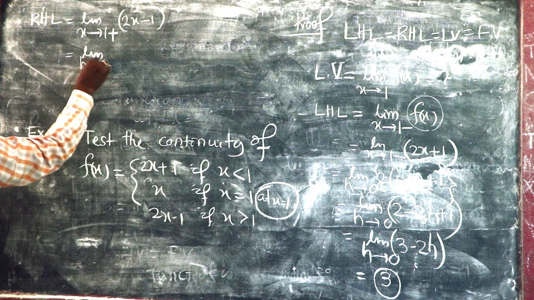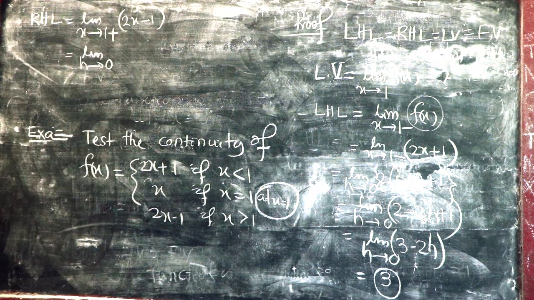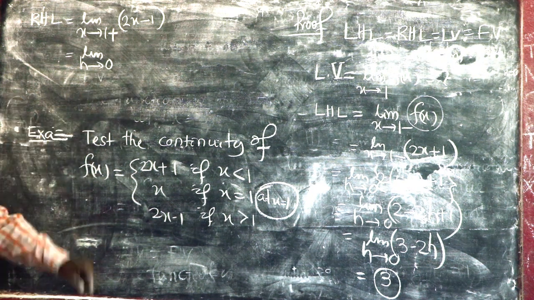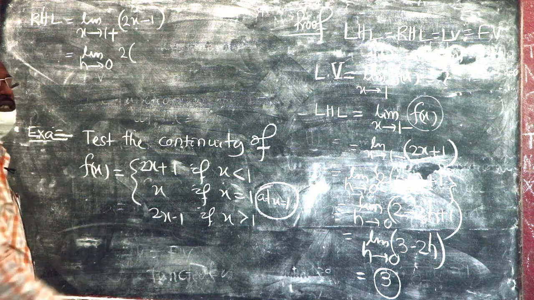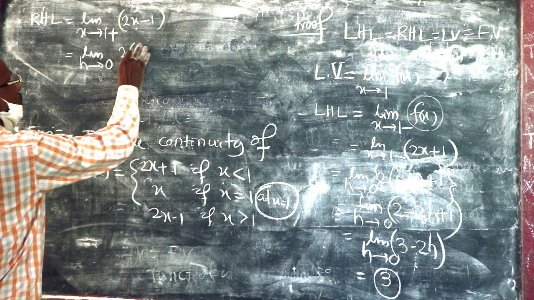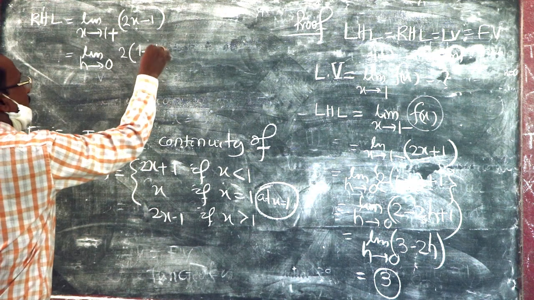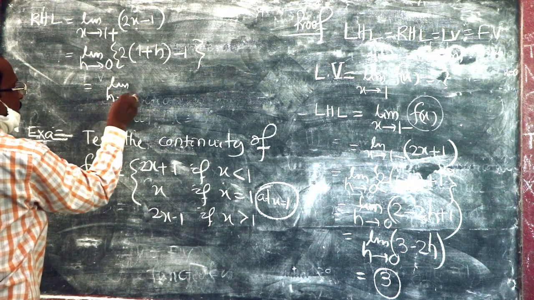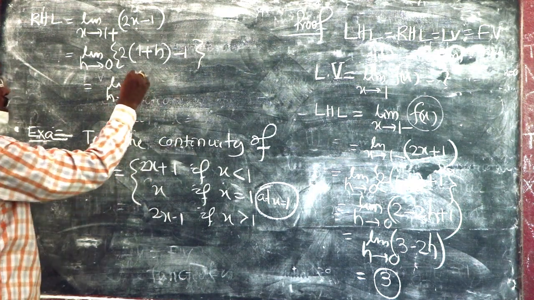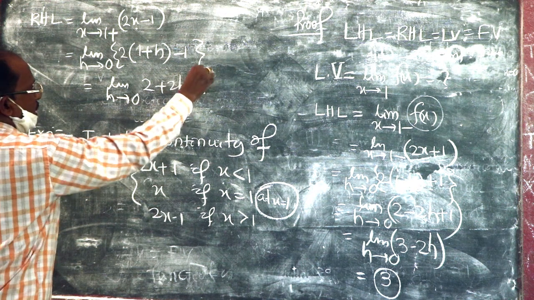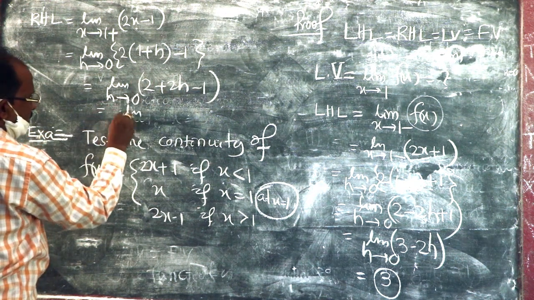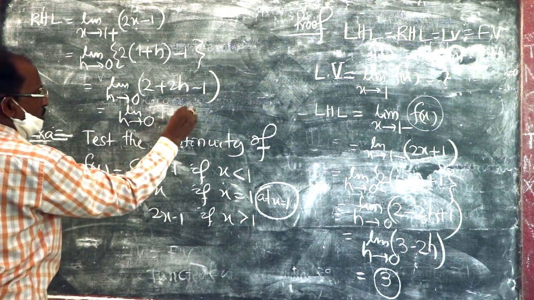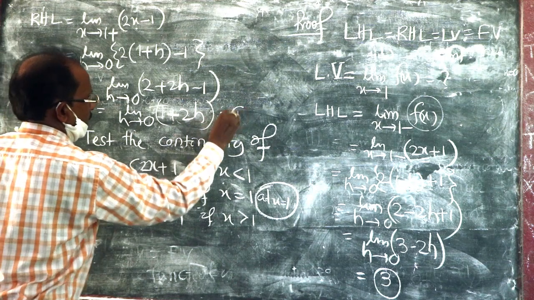So changing the limit, h tends to 0, 2 into x replaced, 2 into (1 plus h) minus 1, which can be written as limit h tends to 0, 2 plus 2h minus 1, that is equal to limit h tends to 0, 1 plus 2h, that is equal to 1.